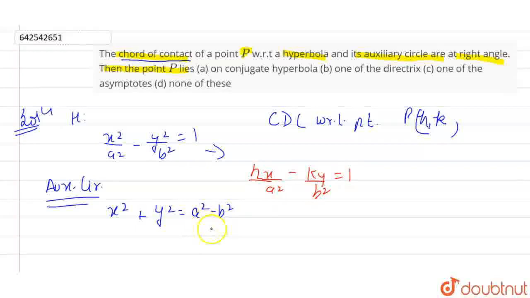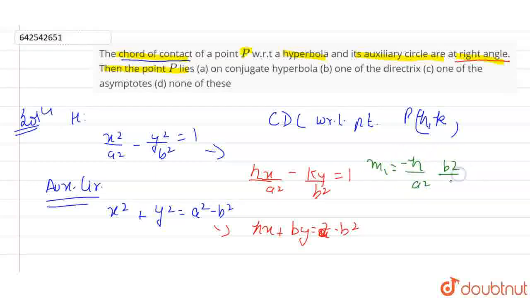Similarly, for the auxiliary circle, the equation for the chord of contact will become hx by, and here we have a square minus b square. This is a. What else is given to us in the question is that they are at right angle. Right angle means the product of the slopes of these chords of contact should equal minus 1. So if I find the slope of the first equation, let's name it m1. This will become minus h by a square equals b square by k.